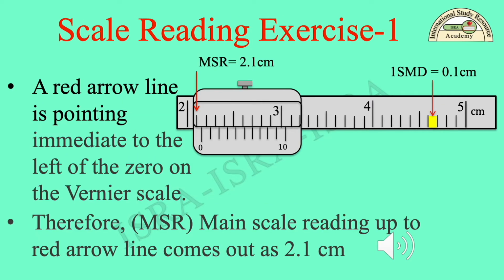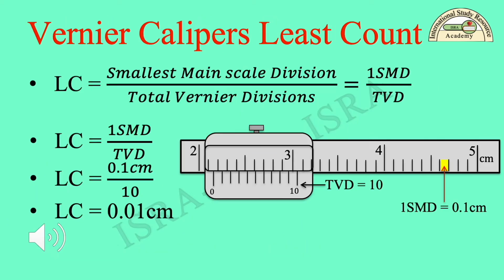Scale reading exercise 1. A red arrow line is pointing immediate to the left of the 0 on the vernier scale. Therefore, MSR, main scale reading up to the red arrow line, comes out as 2.1 cm. Vernier caliper's least count. Look at the diagram where 1 SMD is equal to 0.1 cm. 1 SMD is referred as one smallest main scale division. TVD is referred as total vernier divisions. TVD is equal to 10 as shown in the diagram.